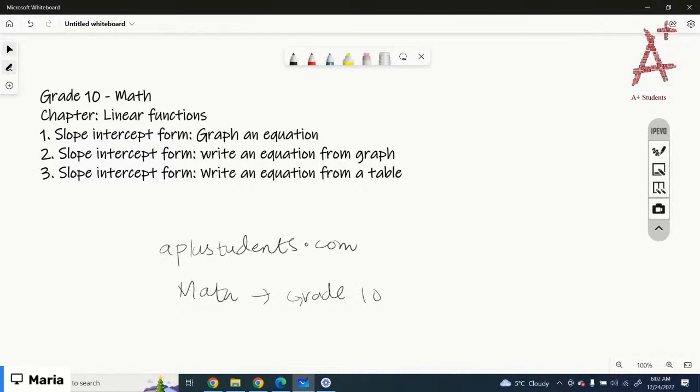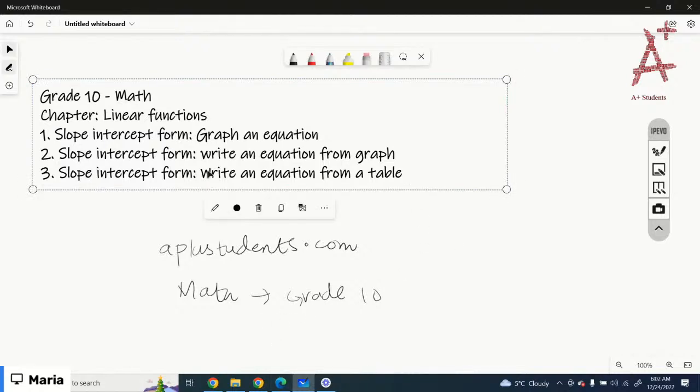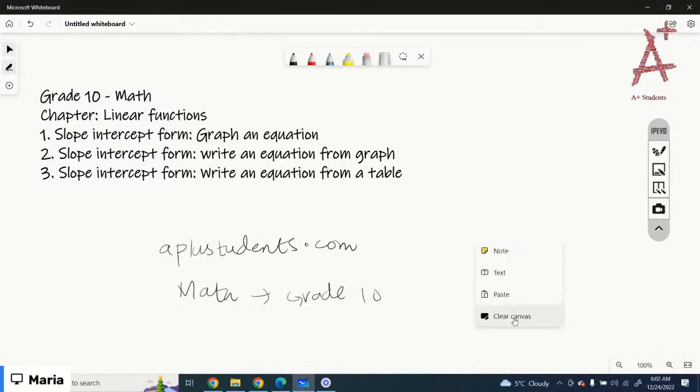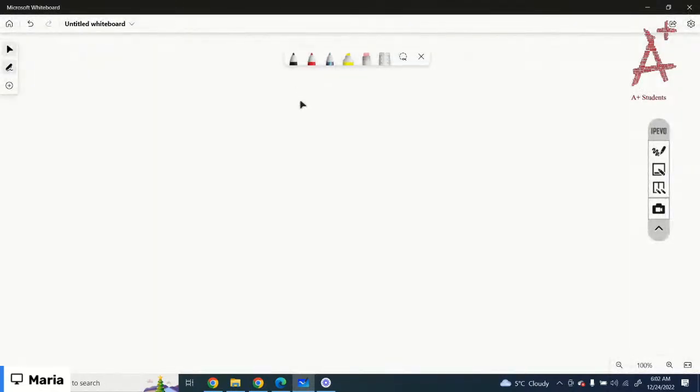So let's just start with the chapter linear function. You can find this chapter on grade 9 maths. Got it? So let's just start with the first lesson, that is slope intercept form, graph and equation. Got it? So let's just start with the lesson. Let me just write down the lesson name and then we'll start. Slope intercept form, graph and equation.